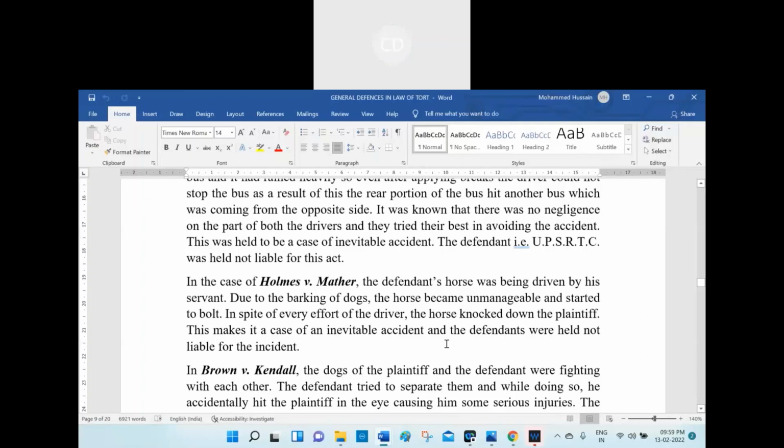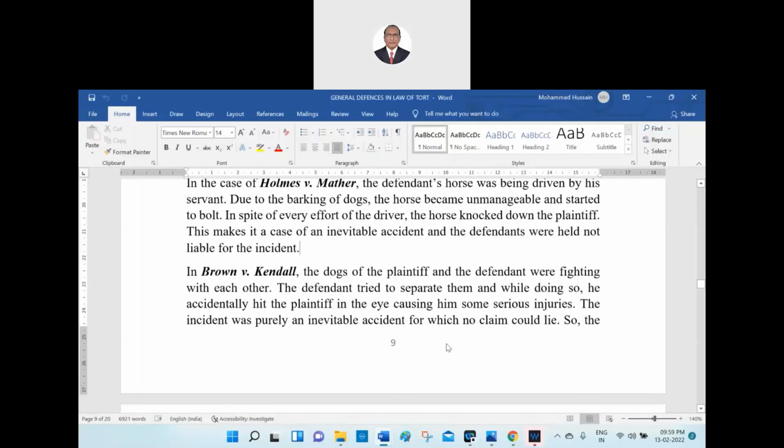Okay, so sir, here a horse became unmanageable because of the barking of the dogs, and then it kicked out, and the plaintiff got injured over there, and it is an inevitable accident. Then the last case law that we will read, then we will stop.